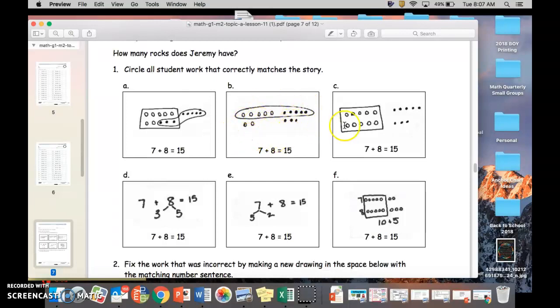In this picture, I see a nice, neat 10 group, and then I see 5, 6, 7, 8 left over. How were they able to do 8 left over? They didn't get this 10 from the 8 or the 7, so this one looks a little suspect.